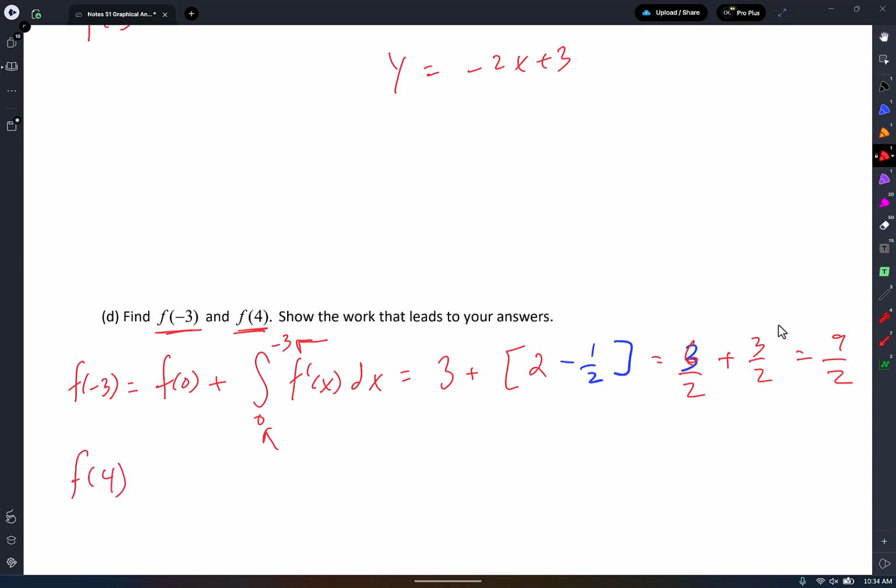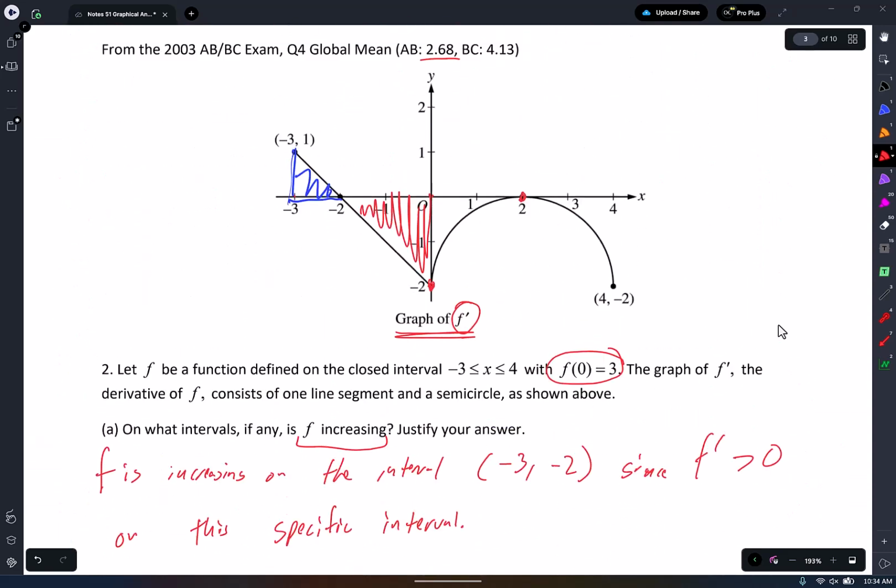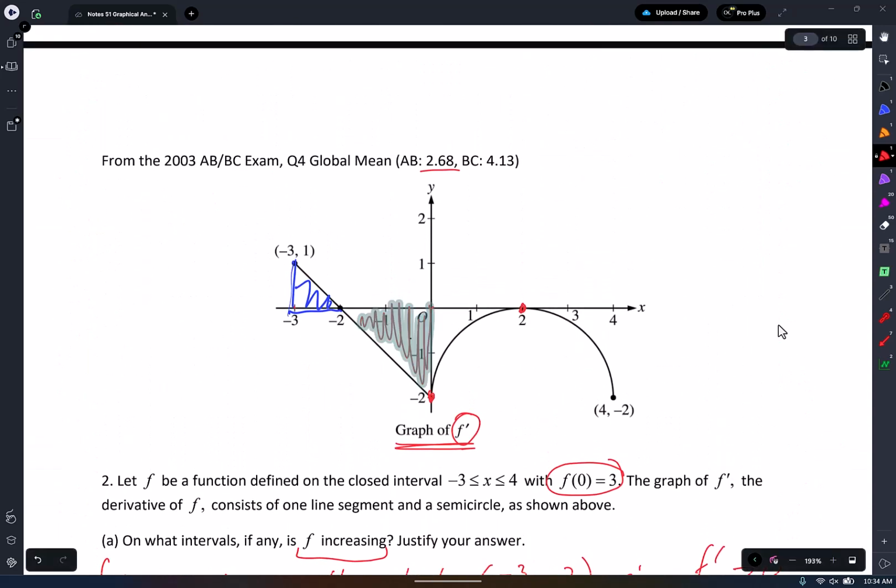I'm doing the same thing, guys. I'm not doing anything. F of 0 plus integral from 0 to 4 of f prime. So 3 plus bracket. Let's see what it is from 0 to 4. Is this helping, by the way? Yes. Okay, geometry. So here it is, guys. So 1/2 base times. No. It would be pi squared over 2.